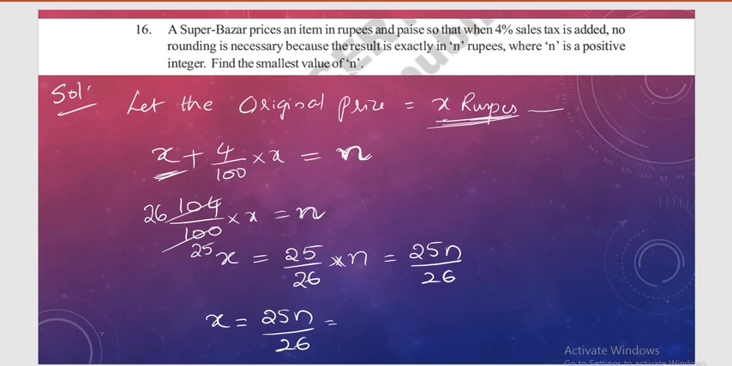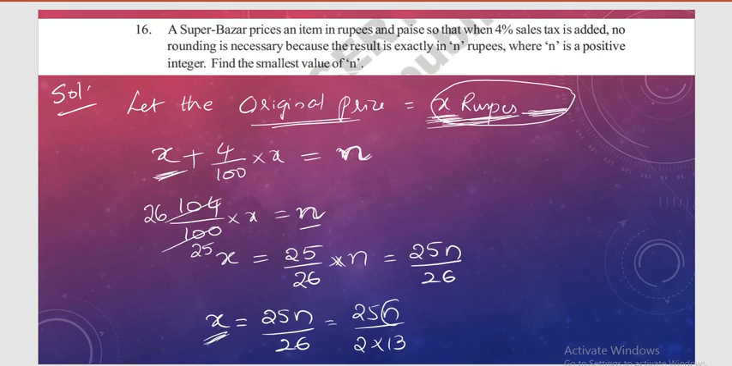Now see here, 26 I can write as 2 into 13. Now x is nothing but my original price, x rupees and some paisa, and this will become n rupees by adding 4%. So he is asking you to find the value of n. If 2 is there in the denominator, then you will get 0.5, because 2 either divides exactly or it terminates the decimal.